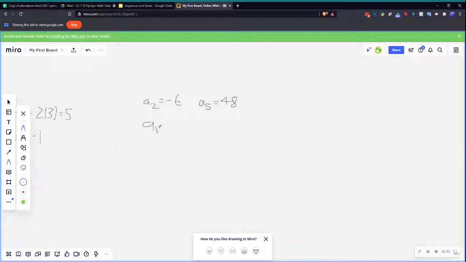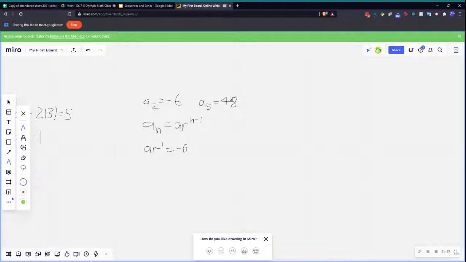Let me write down the general term formula again for geometric sequence. So this is a of n is equal to a r to the exponent of n minus 1. Okay, so now let's apply this formula to each of these terms. So this is a of 2, so n here will be equal to 2, so 2 minus 1 will give you 1. And that's equal to negative 6, right? Because n is equal to 2, a of 2 is equal to -6, so that means we can set these equal to each other.